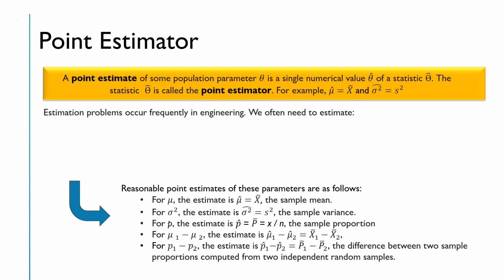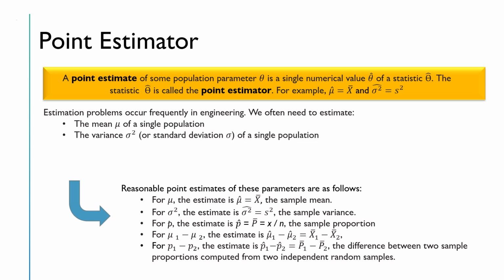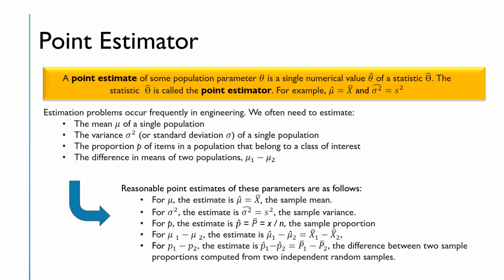For example, the sample mean x bar serves as the point estimator for the population mean mu. The sample variance, s squared, is the point estimator for the population variance, sigma squared. The sample proportion, p bar, serves as the point estimator for the population proportion, p. The difference in sample means, x1 bar minus x2 bar, serves as the point estimator for the difference in population means, mu1 minus mu2, and finally the difference in sample proportions, p1 bar minus p2 bar, serves as the point estimator for the difference in population proportions, p1 minus p2.